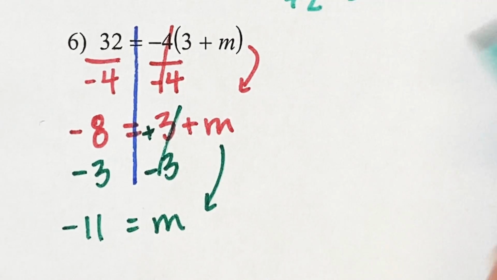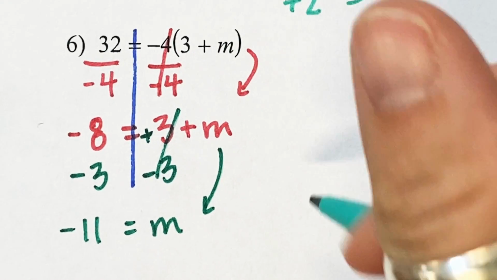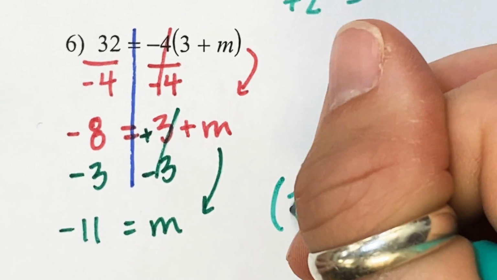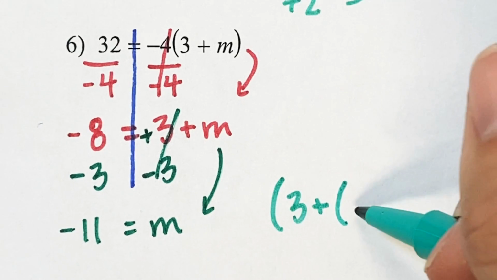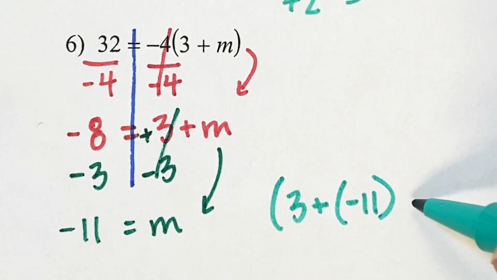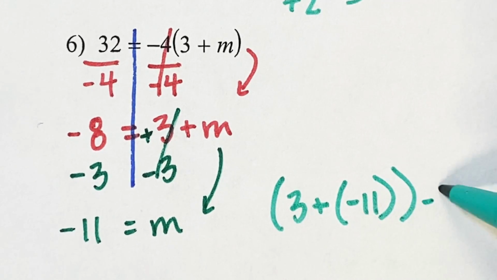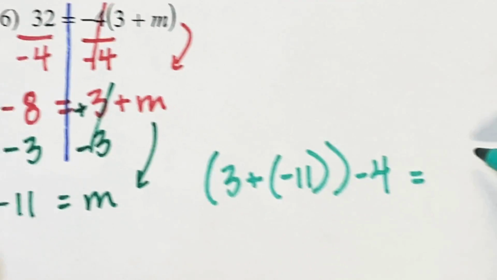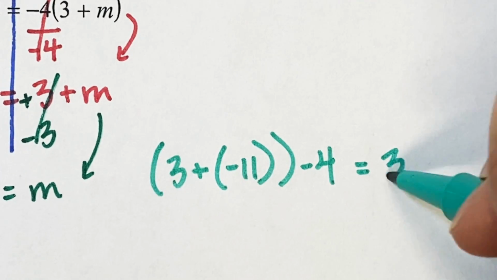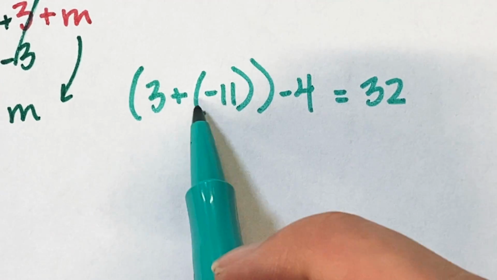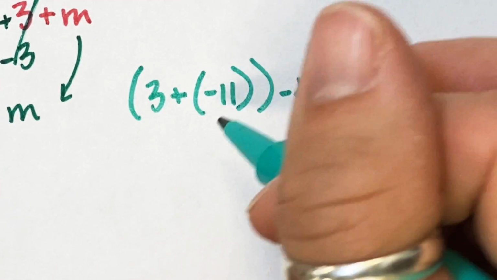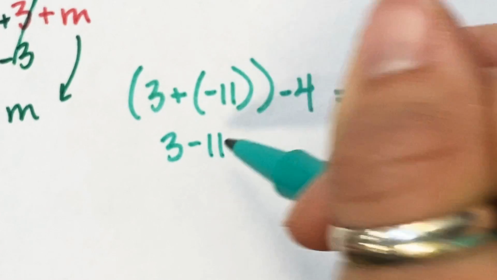My variable's all by itself, so let's go ahead and check to see if that's our actual answer. I'm going to kind of write it backwards, but that's okay. So we have 3 plus m, but we figured out that our m was negative 11, times by negative 4. This is supposed to equal positive 32. So let's check.